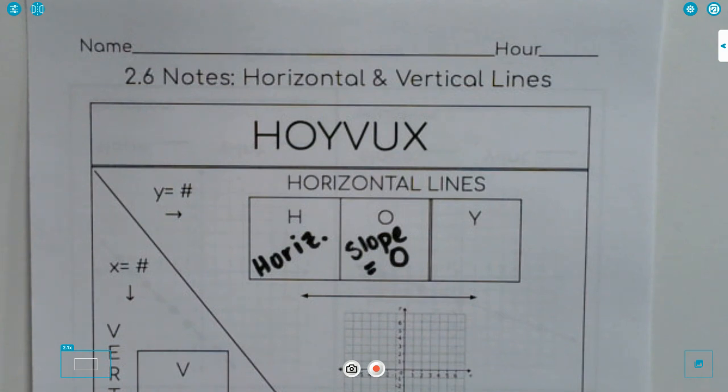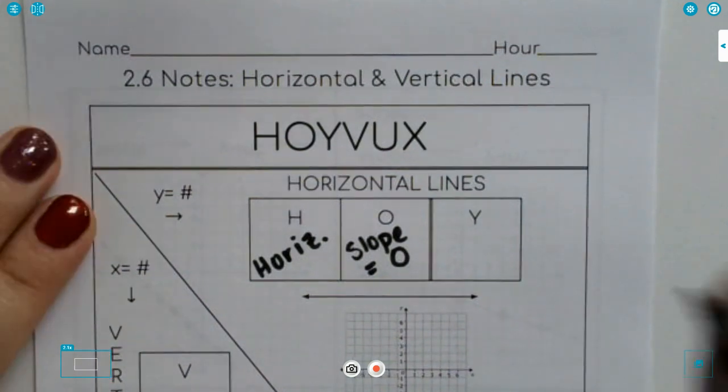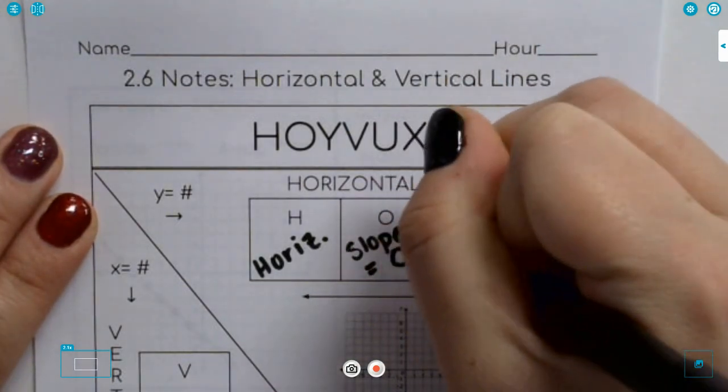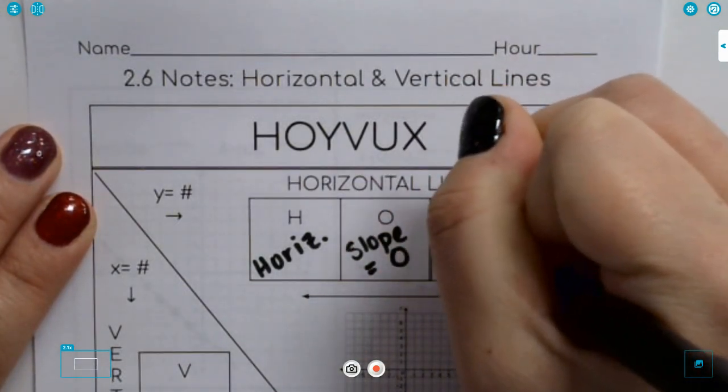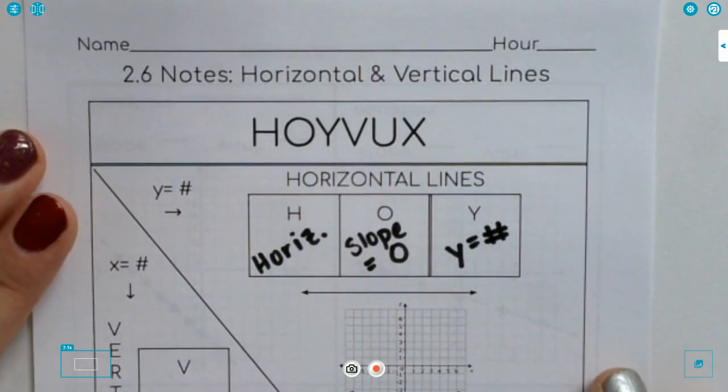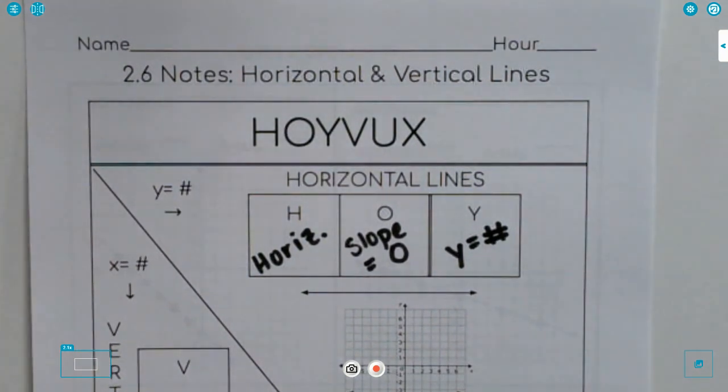And then the Y is how our equations are set up for a straight horizontal line. And that is that they're always going to be Y equals just a number. So if I have an equation that's just Y equals 5, so not Y equals mx plus b, it's really just Y equals b, then that is going to be a straight horizontal line.